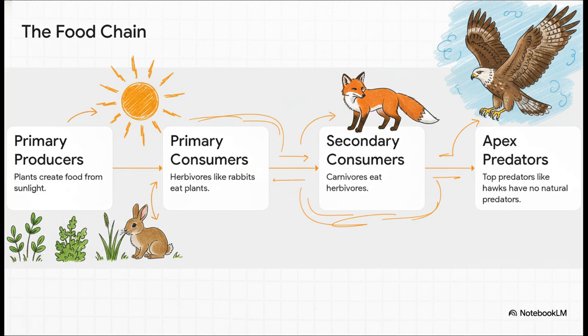Then along comes a primary consumer, a herbivore like a rabbit, and it eats the plant. Boom, that energy gets transferred. Then our fox from the beginning eats the rabbit, and the energy moves up another level. And finally, maybe a top predator, like a hawk, eats the fox, putting it at the very peak of this particular chain.